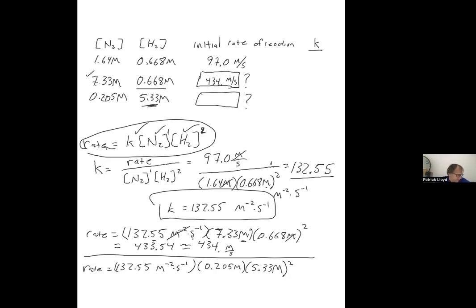Okay. So 132.55 times 0.205 times 5.33 squared. And you get 772. Again, molarity per second is the typical units for rates. So 772.